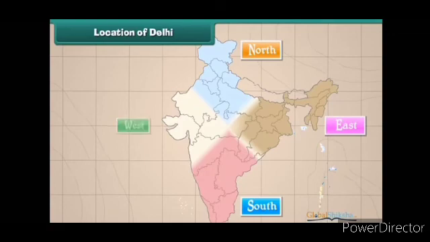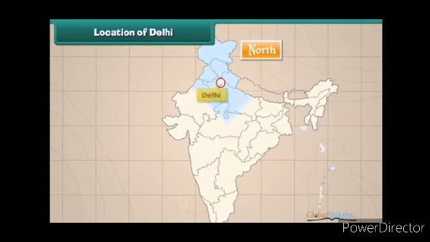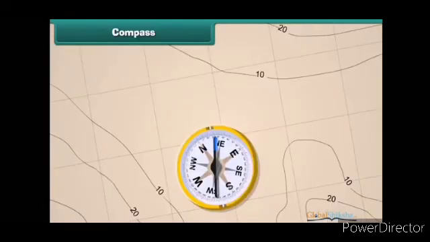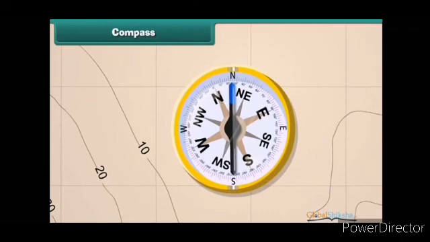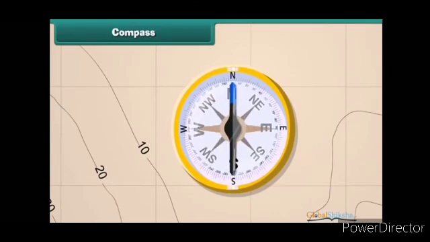Location of Delhi. This is the map of India. The 4 major directions: north, east, south, and west are marked on the map. Delhi is the capital of India. It is located in the north of India.